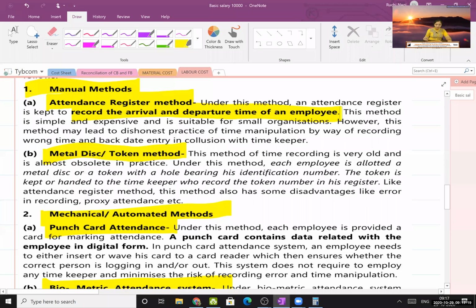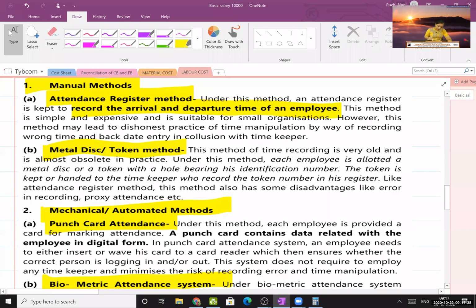I had said this. If they come at 9 o'clock, then you have to count from there. They are 8 hours, because as per the Factories Act, 8 hours is the normal working hours. So that you have to record. And in this method there is a timekeeper, a person who is appointed, who records.